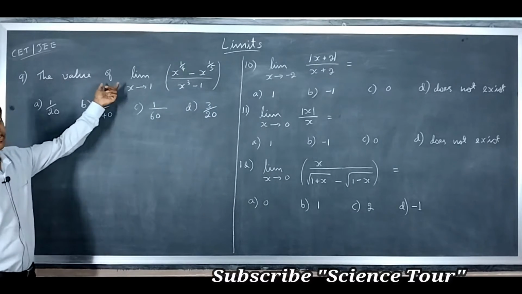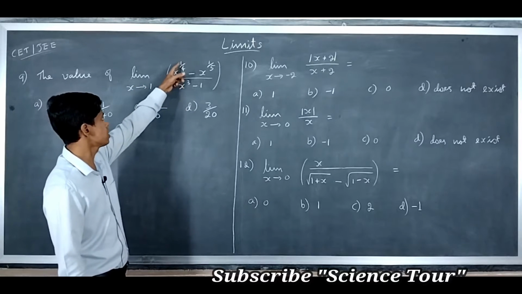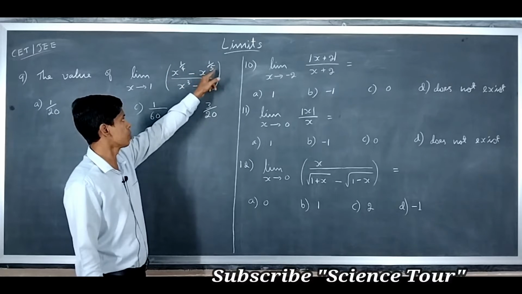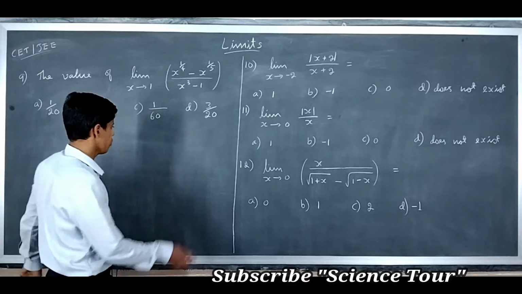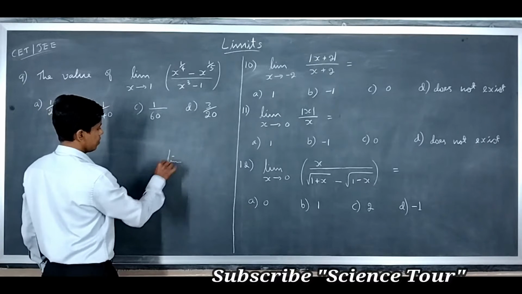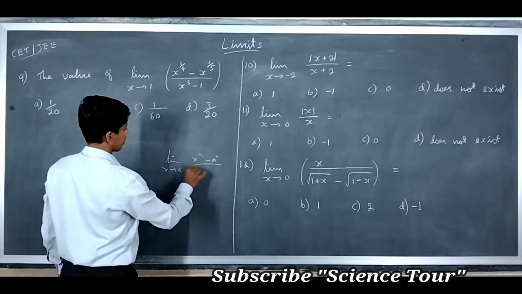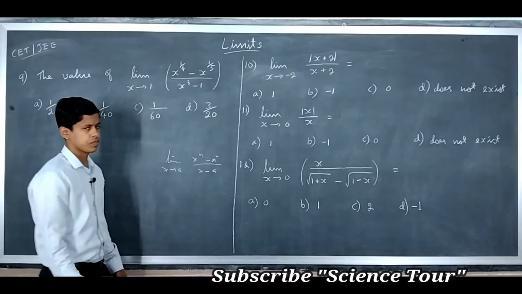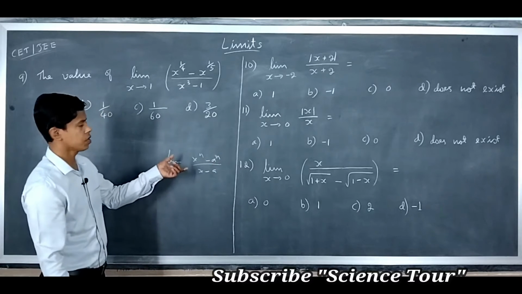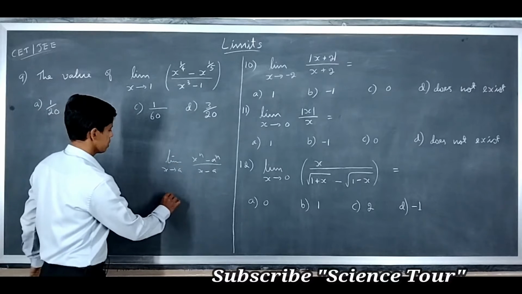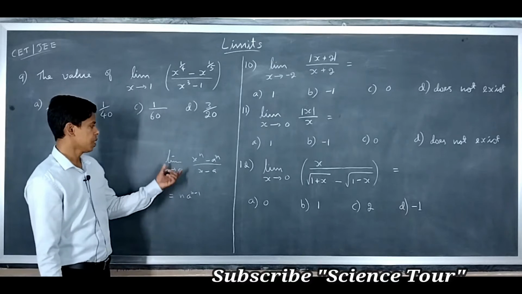The value of limit x tends to 1, x raised to 1 by 4 minus x raised to 1 by 5 divided by x cube minus 1. So that is of the form limit x tends to a, x to the power n minus a to the power n divided by x minus a. If you have a situation of this type, then the answer is n into a to the power n minus 1, which you know very well, correct?